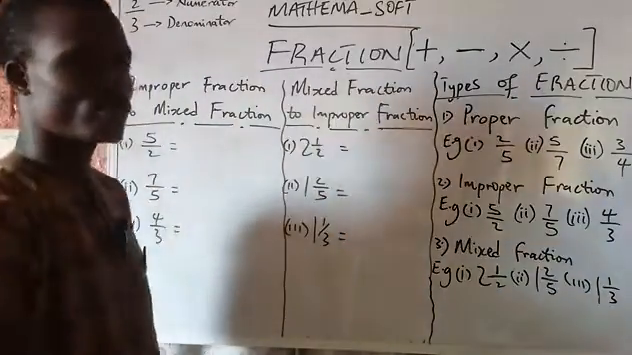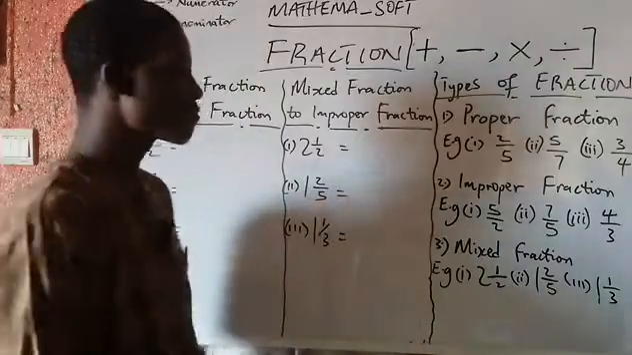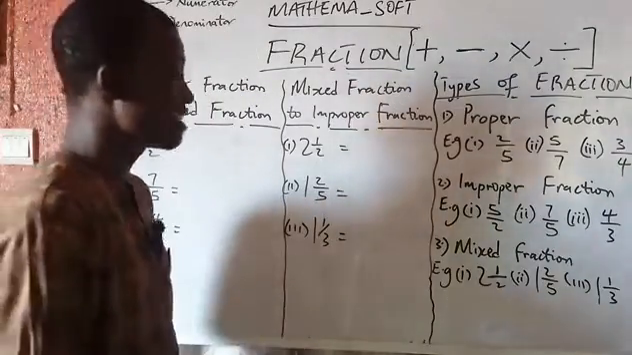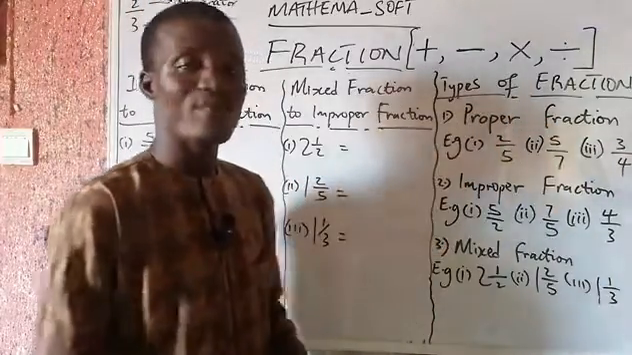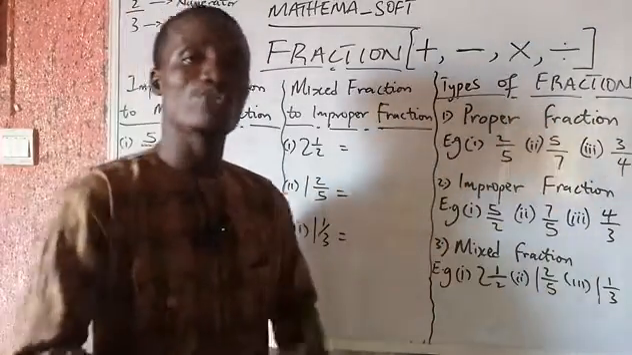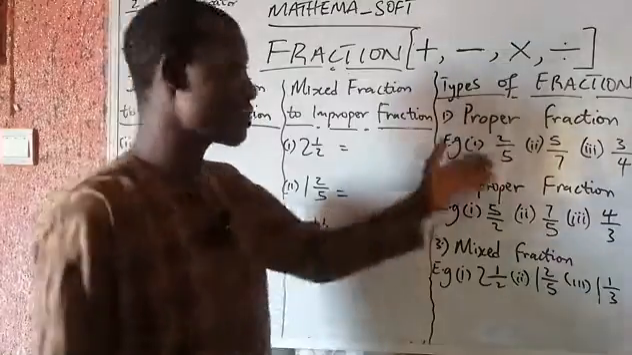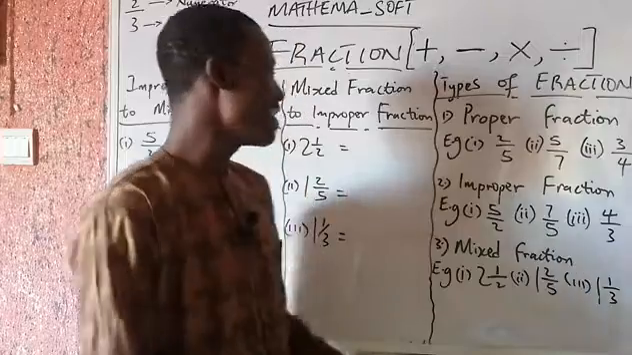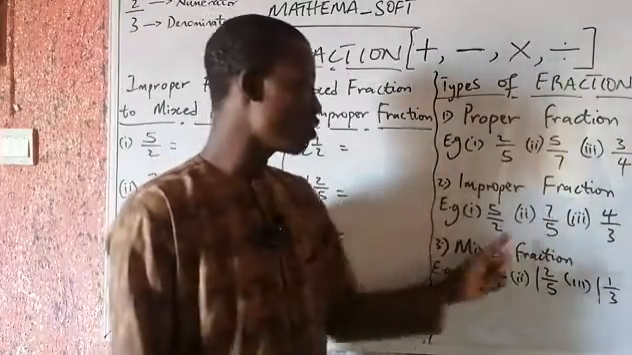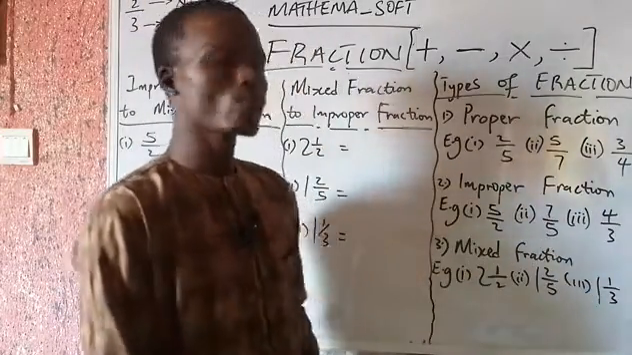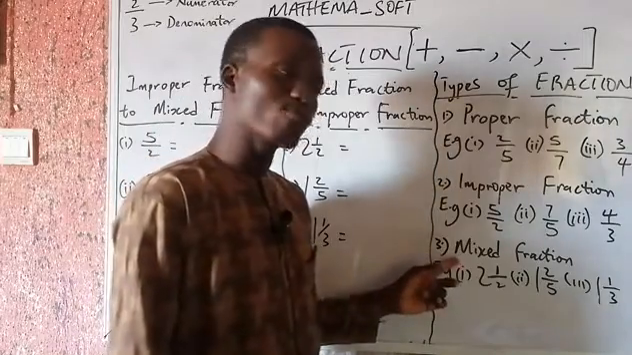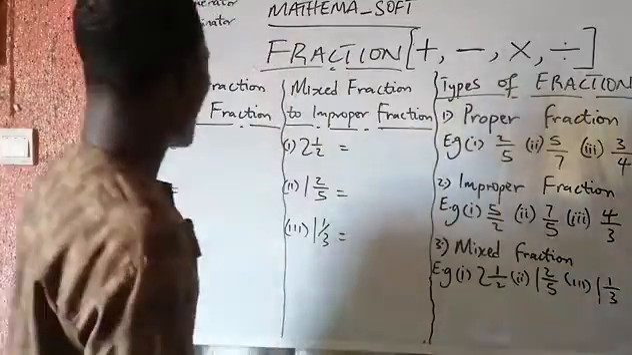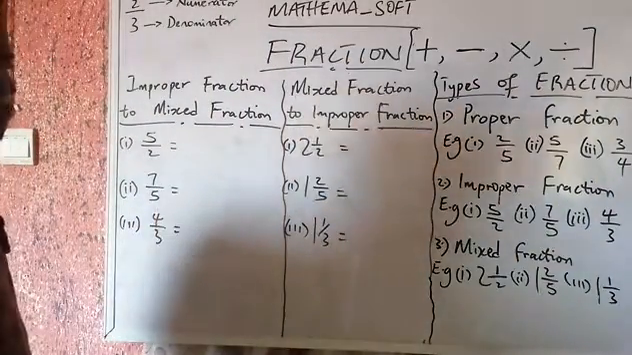Now, to begin with, we need to learn how to convert. The only thing you don't need to tamper with here is that a proper fraction will always remain a proper fraction, except if you want to change it to what? Decimal number. But when you have an improper fraction, it is possible to change the improper fraction to a mixed fraction, and it's also possible to change a mixed fraction to an improper fraction. And that is what we want to play with here now.